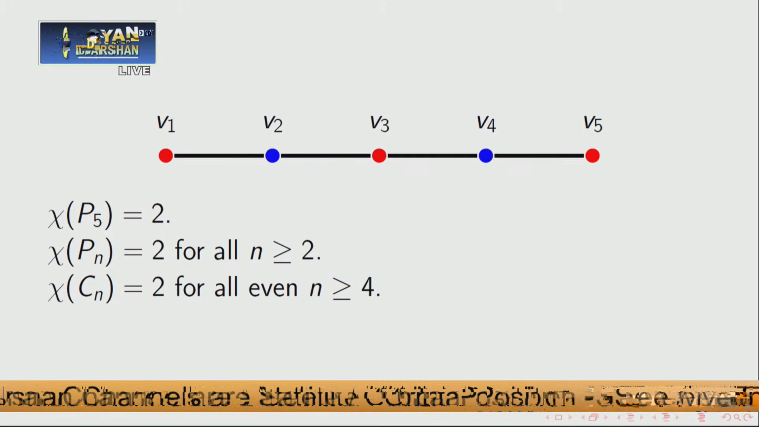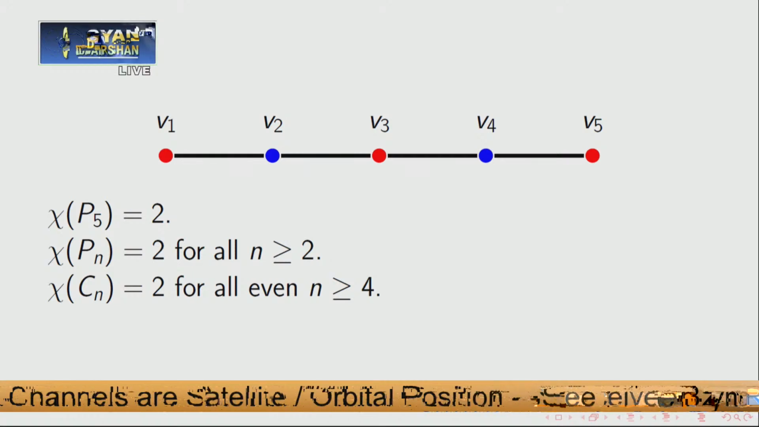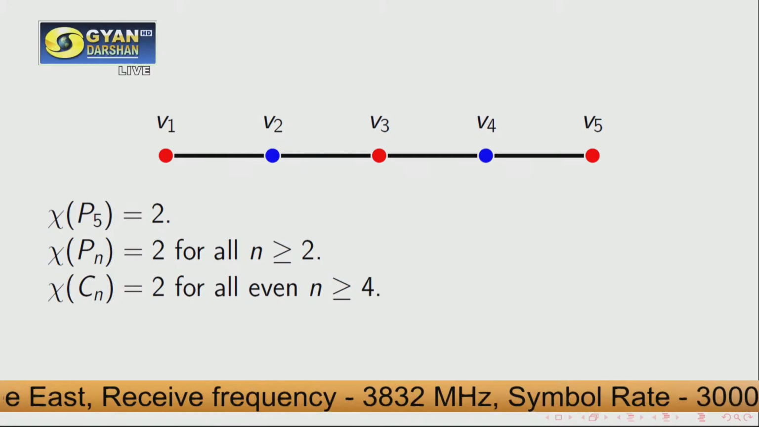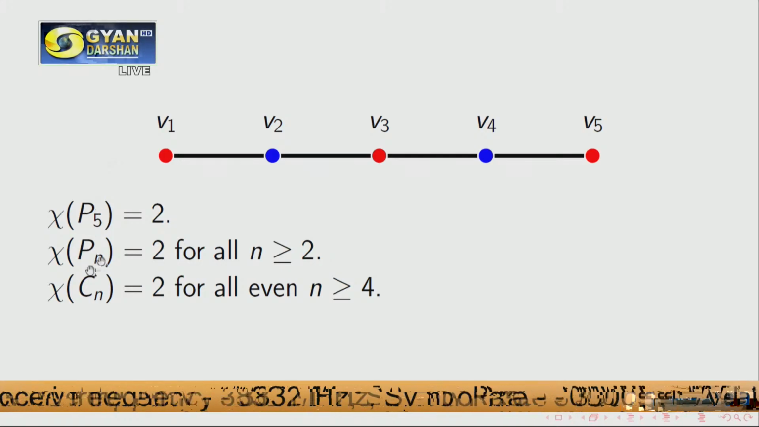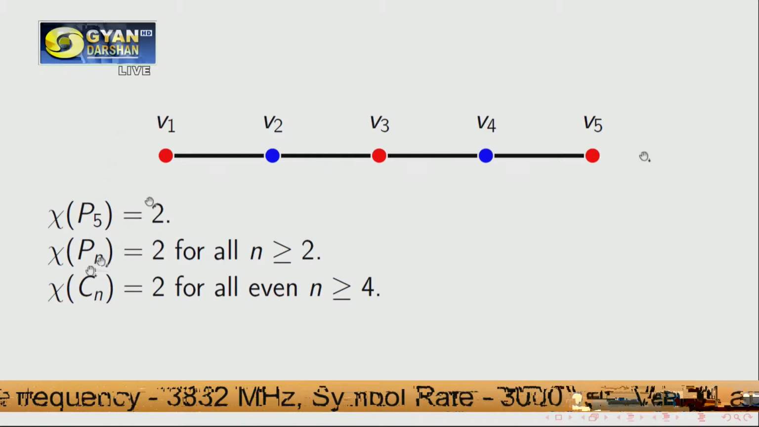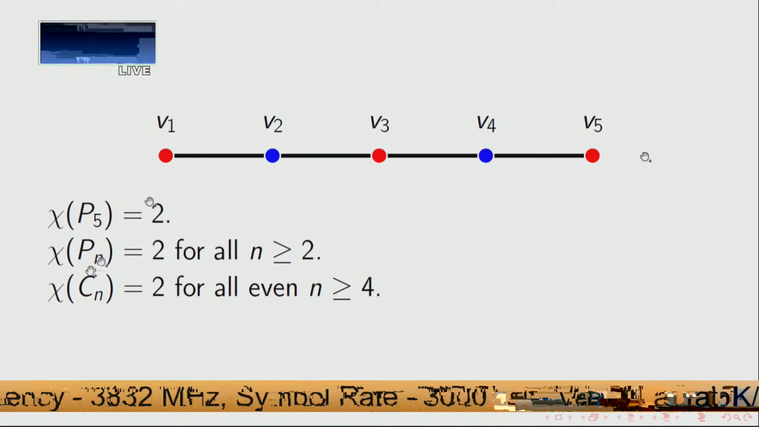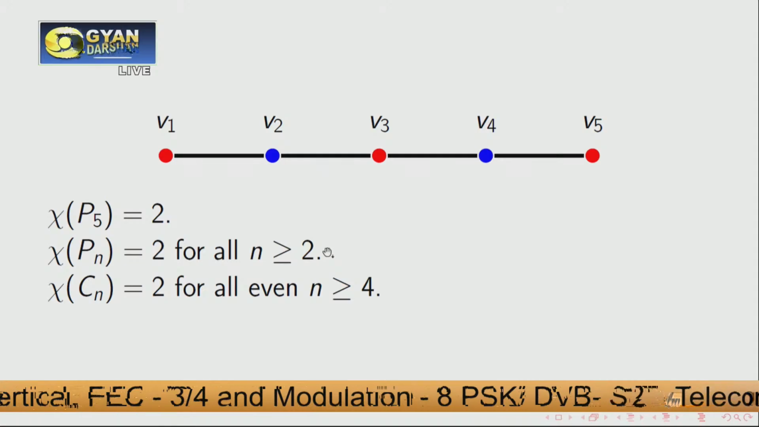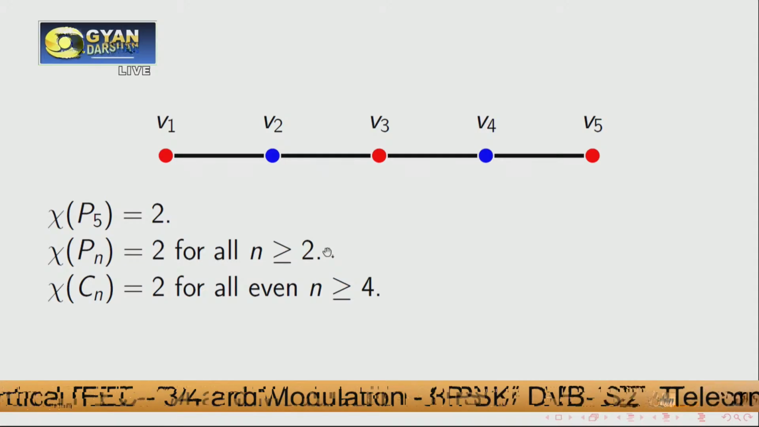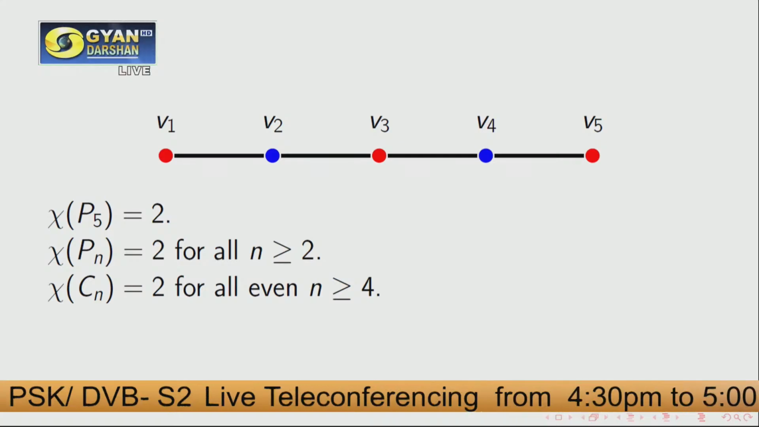Right. So now it can be extended to find the chromatic number of the path on n vertices. You just extend this vertex coloring to any number of vertices. You will see that we need only 2 colors. In fact, this coloring can also be extended to cycles of even length.